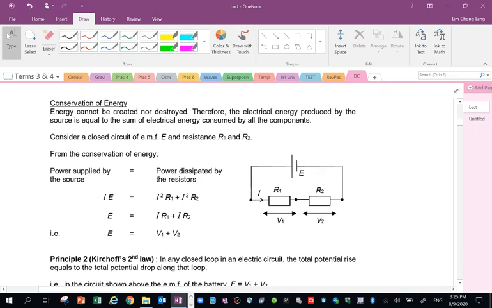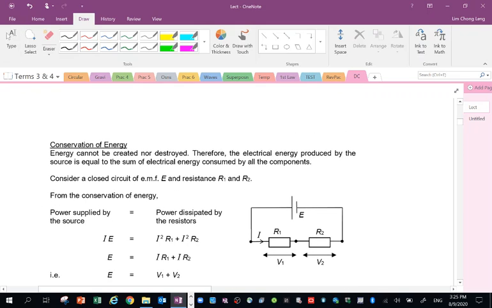Okay, we are going to look at Kirchhoff's second law, which is actually basically a law of conservation of energy. Suppose we look at this example with two resistors in series connected to an EMF source. So the power source is actually supplying energy to the two resistors. So what goes in must be dissipated at the resistors.